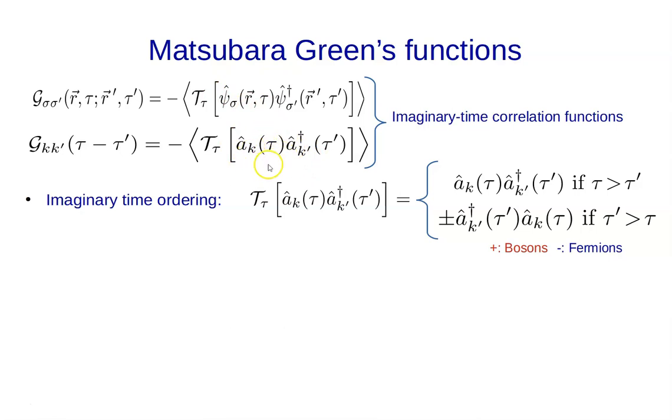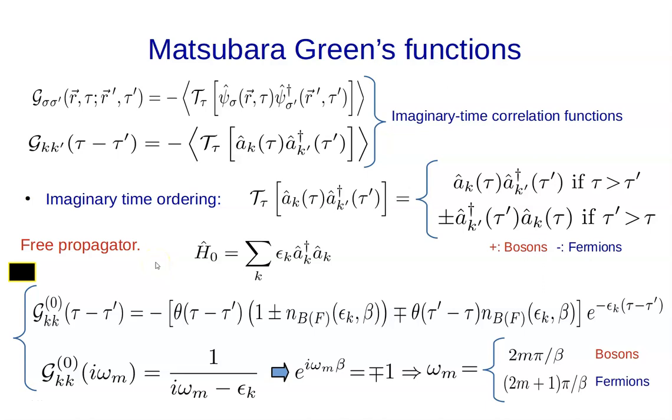And here is a more generic version where, instead of the field operators, I have creation and destruction operators in another basis. So I create a particle at state k prime at tau prime, and destroy it at time tau and state k, and I have this in a time-ordered fashion. Notice that different from the real-time time-ordered Green's functions, where I had a minus i here, here I only have this minus sign. Okay, so this would be also another difference.